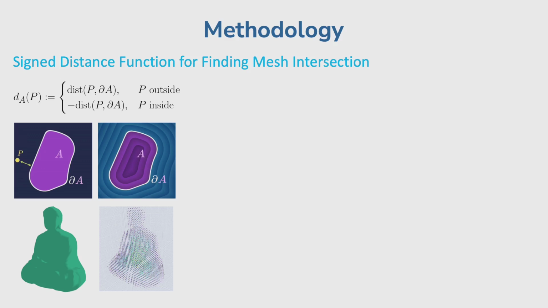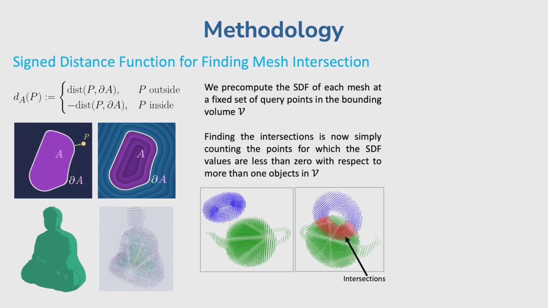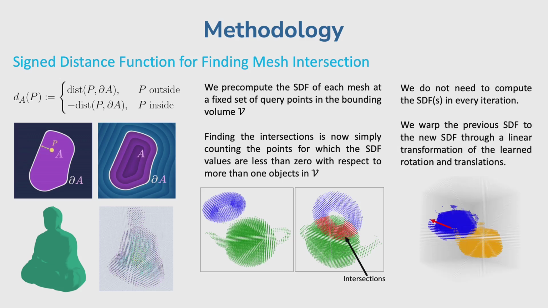For identifying mesh intersections, unlike the traditional methods which are either heavy in terms of compute or prone to false positives, we propose an SDF-based intersection detection. We pre-compute the SDF of each mesh at a fixed set of query points within a bounding volume. Finding the intersections is now simply counting the points for which the SDF values are less than 0 with respect to more than one object in volume V. We do not need to compute SDFs in every iteration. We warp the previous SDF to the new SDF through a linear transformation of the learned rotation and translations.